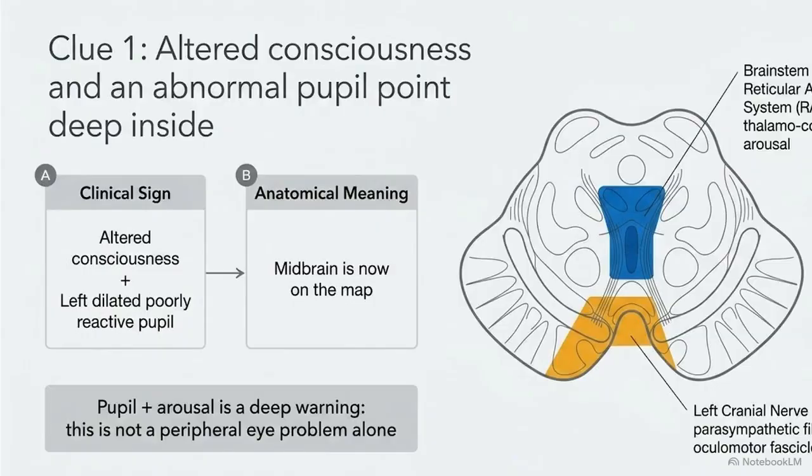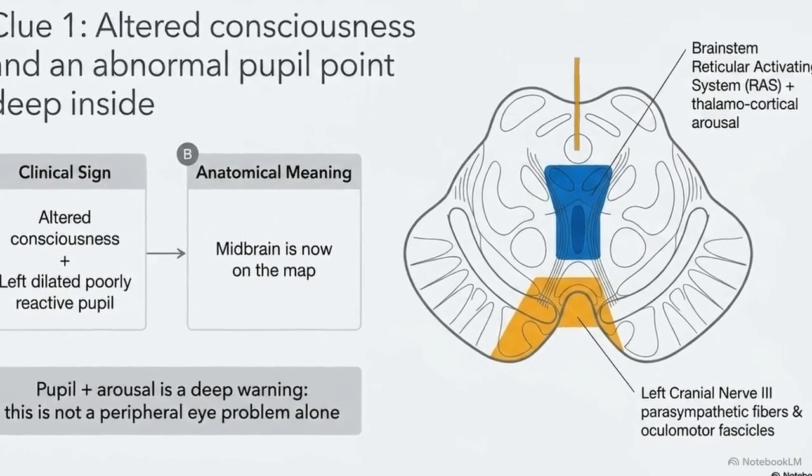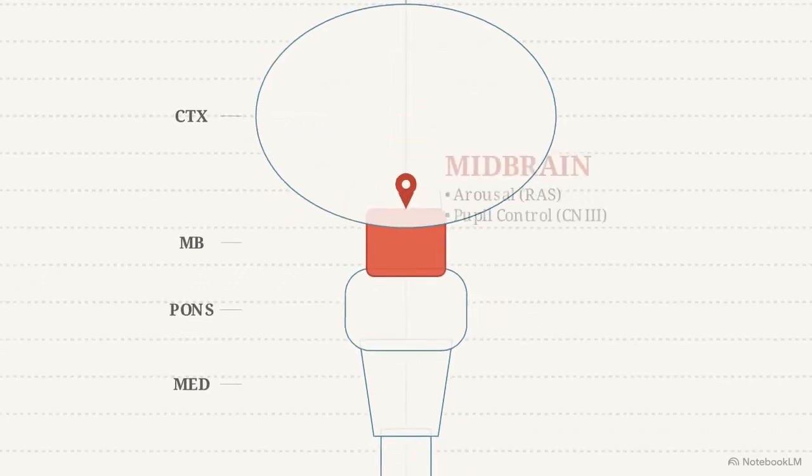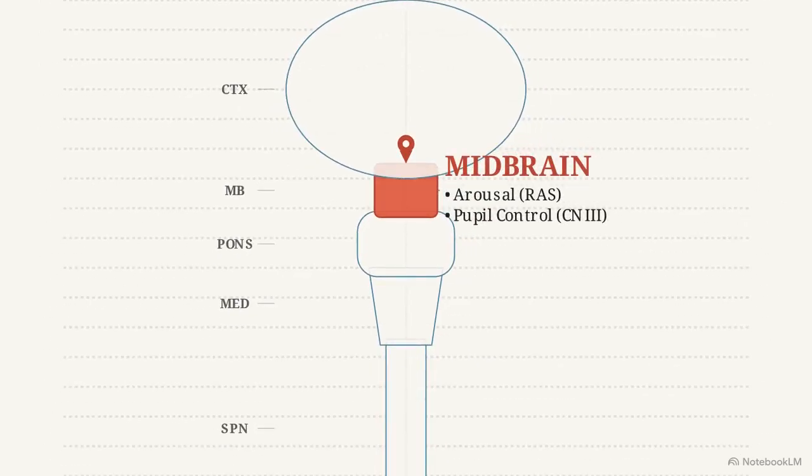Altered consciousness paired with a unilateral pupillary defect shifts the focus deep inside the brainstem, specifically to the midbrain. These signs implicate the reticular activating system, which governs arousal, and the left cranial nerve 3 parasympathetic fibers. This combination confirms a critical brainstem lesion, anchoring the top coordinate of our map.